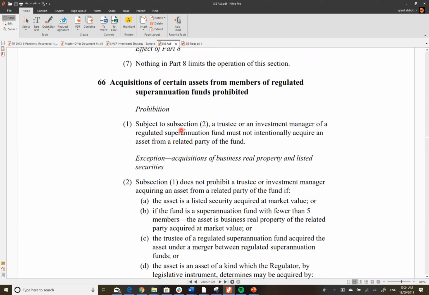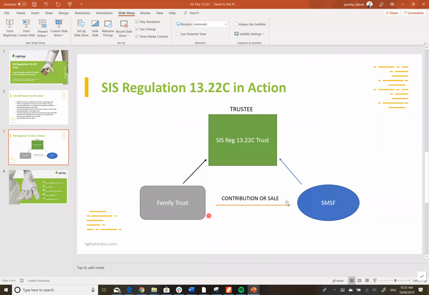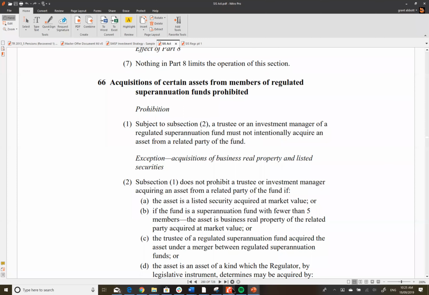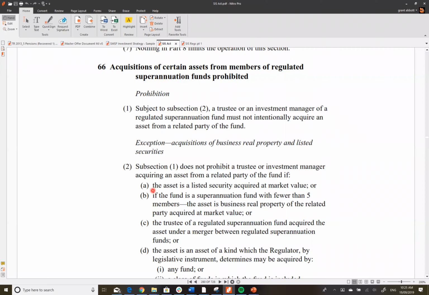So subject to subsection 2, Section 66, acquisition of certain assets from members of regulated superannuation funds. So if we have a look there, subject to subsection 2, a trustee or investment manager of a regulated super fund must not intentionally acquire an asset from a related party. So if I go back to here, SMSF can't acquire those units from that family trust. Exception is business real property and listed securities. You can't do that.